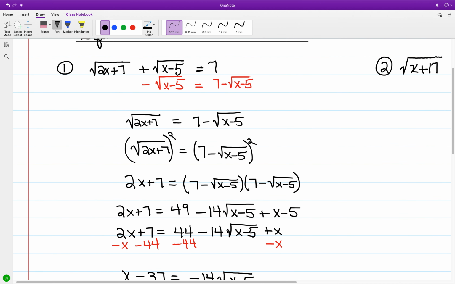2 times 9 is 18, plus 7 is going to be 25. And the square root of 25 is 5. 9 minus 5 is 4. Square root of 4 is 2. 5 plus 2 is 7.